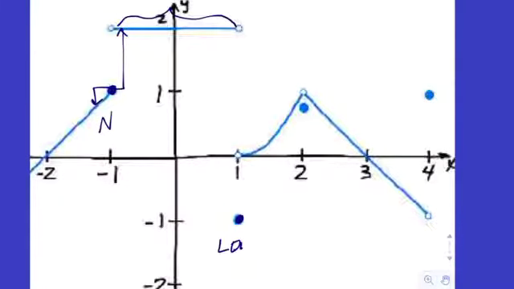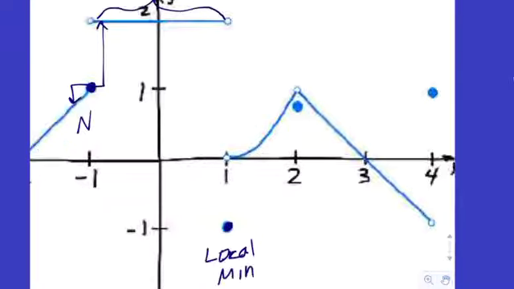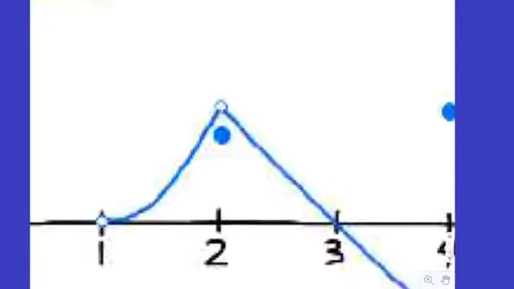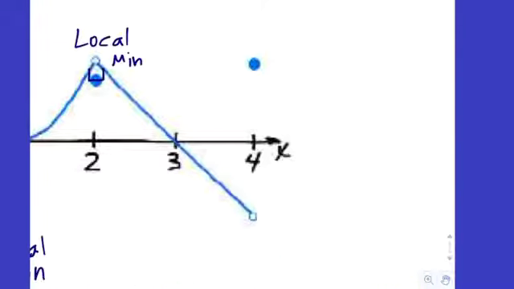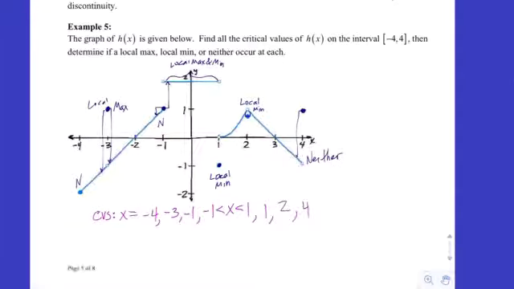Left and right, the values are higher. Local min. What about at 2? That's a local, what'd you say? Min. Yeah, it is a local min. Immediately to the left and immediately to the right, there's higher. And at 4, to the left there's lower, and to the right there's nothing, so that's a neither. Good. I hope you all are getting the hang of this.